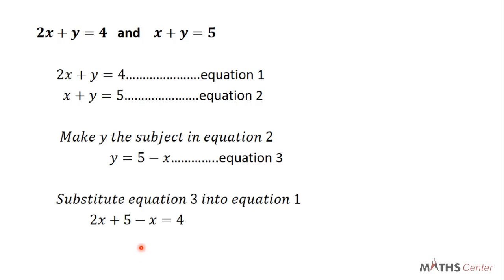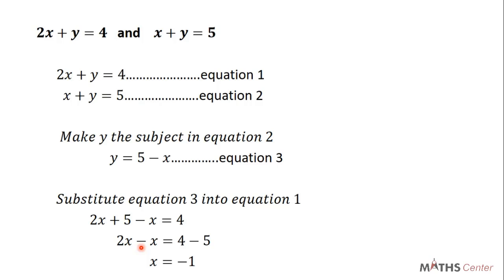From here, we have a linear equation on our hands, so we can solve it. In solving this linear equation, we group like terms and simplify. So we are going to have 2x minus x is equal to 4 minus 5. From here, we can see that x is equal to minus 1. So we have been able to solve for x.